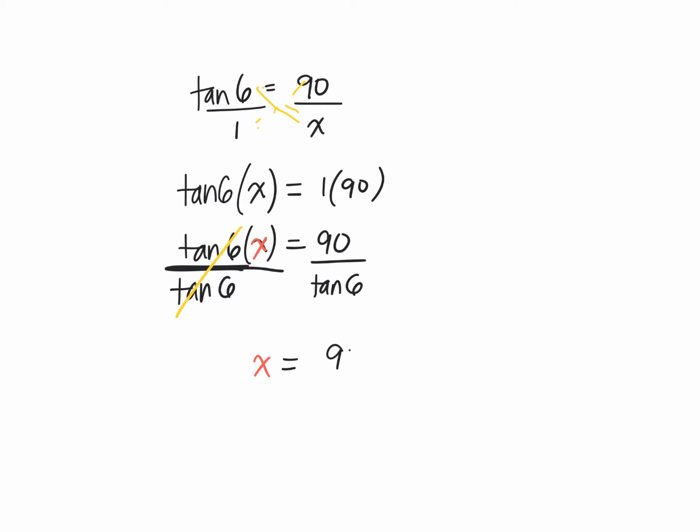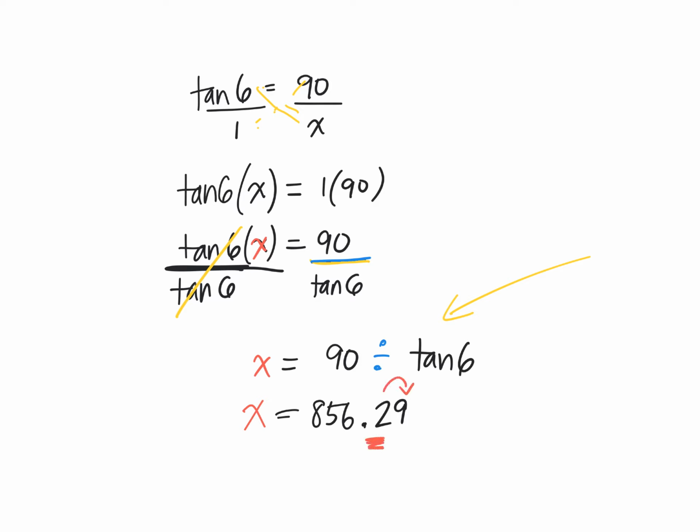So X is equal to 90 divided by tan 6. Please do this on your calculator and tell me what you get. 856.29. So if I want to round it to the nearest tenth, 1 decimal place, you look at the number next to it. If it's 5 or greater, do we round this number up or does it stay the same? We round it up. So X is approximately equal to 856.3.